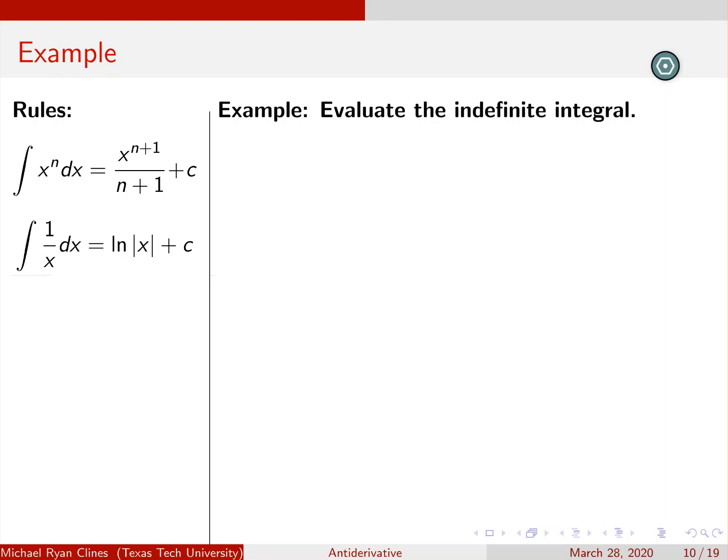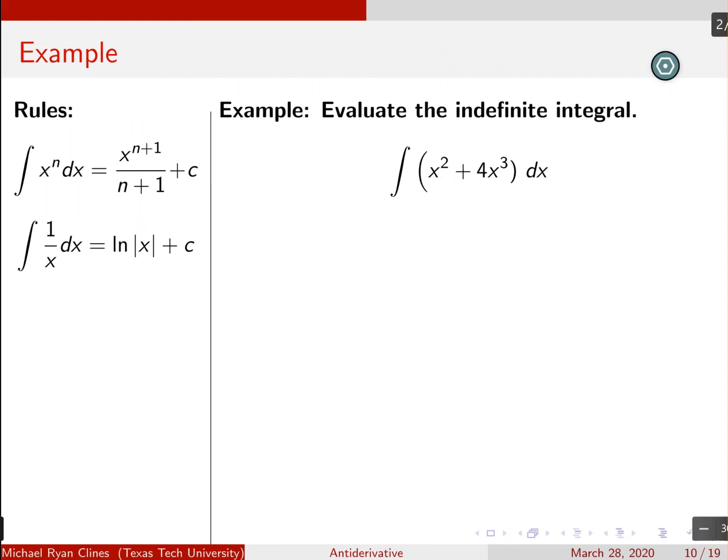Now, the second rule is our log rule. The integral of 1 over x dx is equal to the natural log of the absolute value of x plus c. Now, we're going to take these rules along with the properties we went over in the last section and do some examples. Okay, so let's see what we got first.